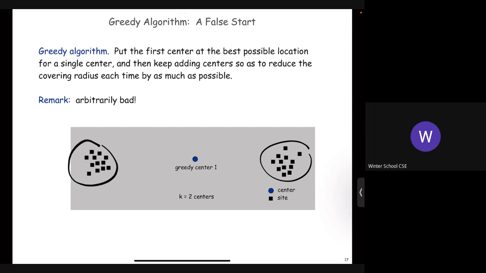So basically, think of this as a line, right? And here are your clients. Where will you put it? Of course, in the middle. And then you are dead. Where will you put the second one?